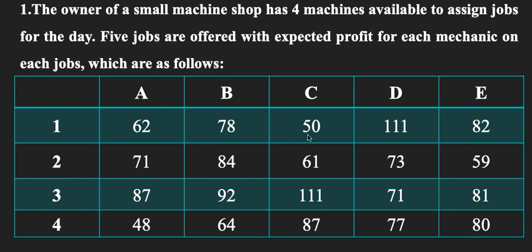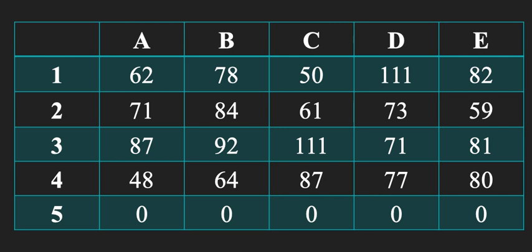Here is the problem. We have 4 machines and 5 jobs, and this is the profit on each machine. First of all, the number of rows is not equal to the number of columns, that is, m is not equal to n, because we have 4 machines and 5 jobs. So we are going to add one dummy machine here with all the profits equal to 0. Why are we doing it? Because we have to convert this into a square matrix, and hence the number of rows will be 5 and the number of columns will be 5. So this is the first step here.